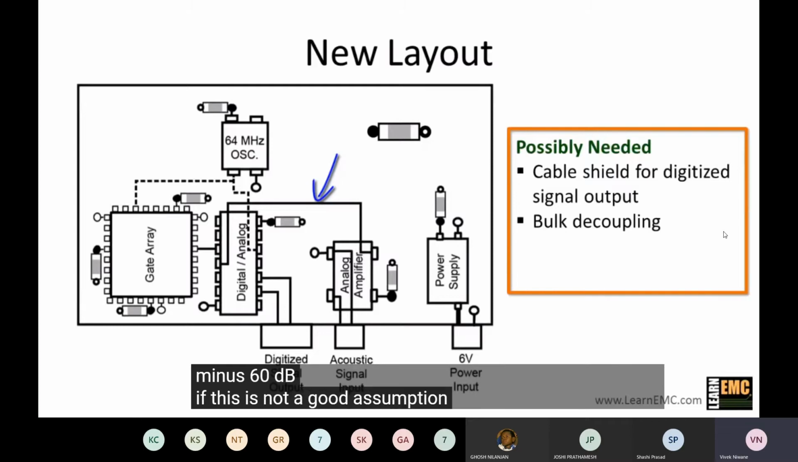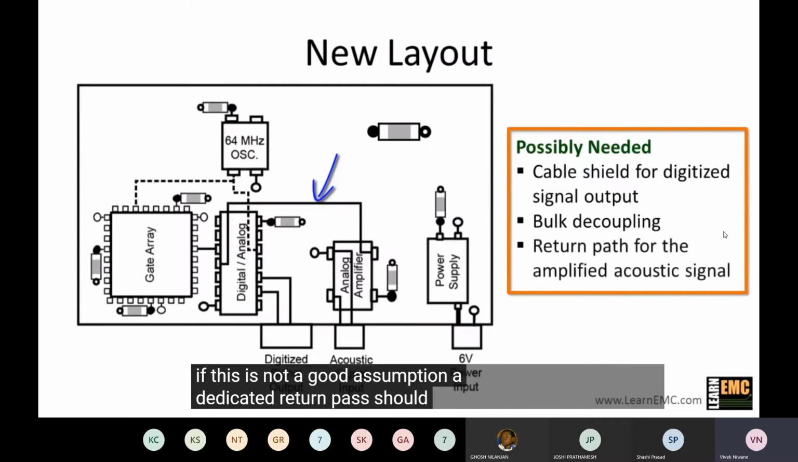If this is not a good assumption, a dedicated return path should be provided in the form of a trace from the ground pin of the digital analog device to the ground pin of the amplifier, with a single point connection to the ground plane. We'll see a case like this in a future example.